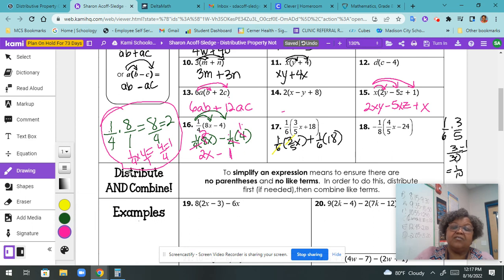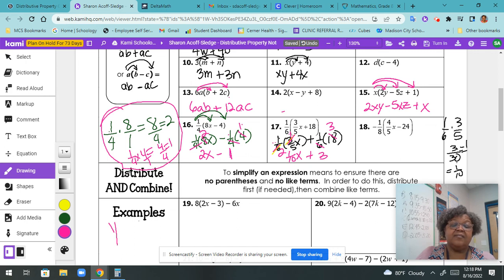Let me do a different color that'll show up. 3 goes into 6 2 times. So 1 times 1, 3 goes into 3 one time and it goes into 6 2 times. 1 times 1 is 1, 2 times 5 is 10. So that's 1/10 x. This one here, 6 goes into 18 3 times. So that's going to be 3.